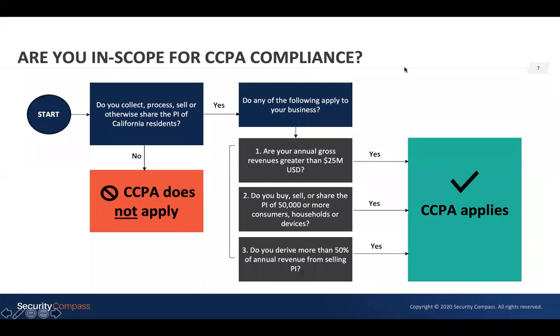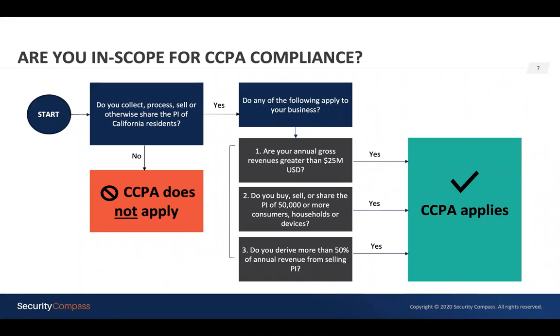This chart discusses if your business is in scope for CCPA compliance. You're in scope for compliance if your business collects, processes, sells, or otherwise shares personal information, and meets some additional criteria. A business under the CCPA is a for-profit legal entity doing business in California that collects personal information regarding California residents. So the scope of compliance applies to companies that sell goods and services to California residents, even if they're not physically located in the state of California.